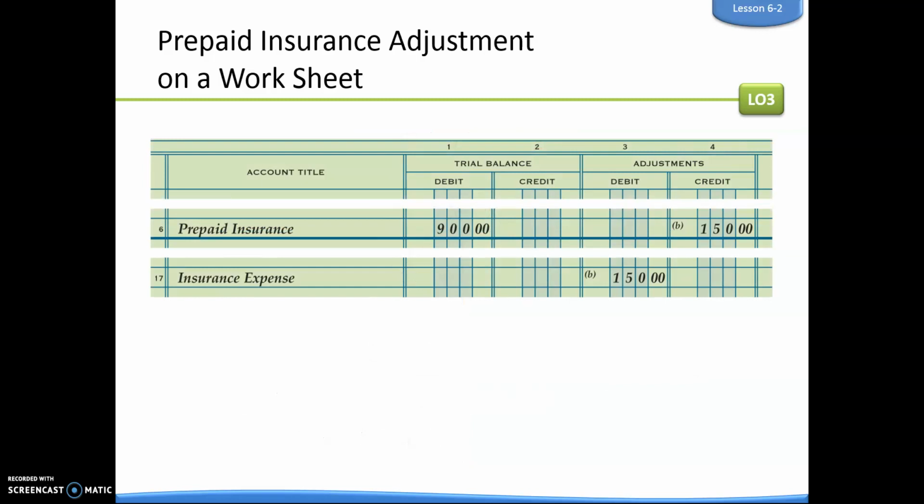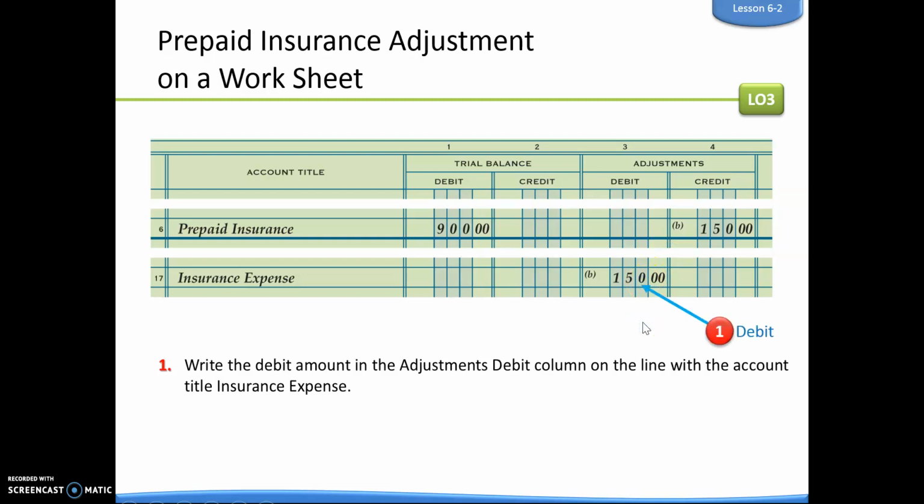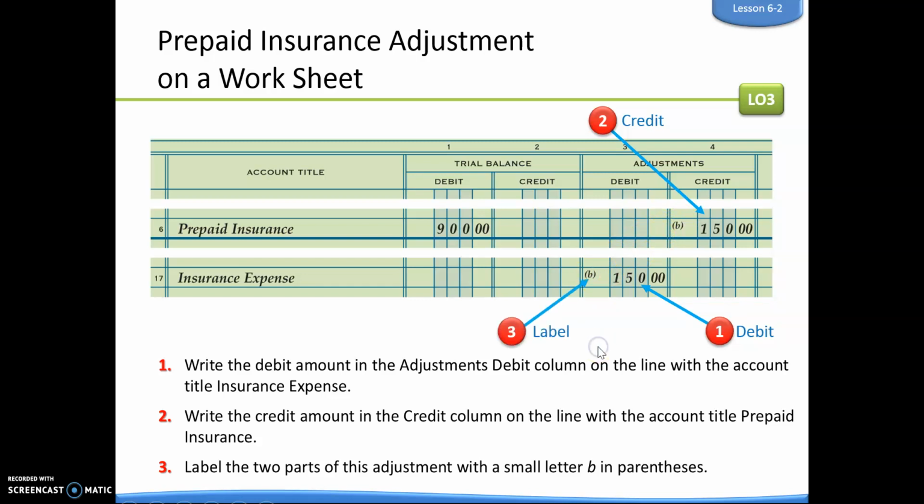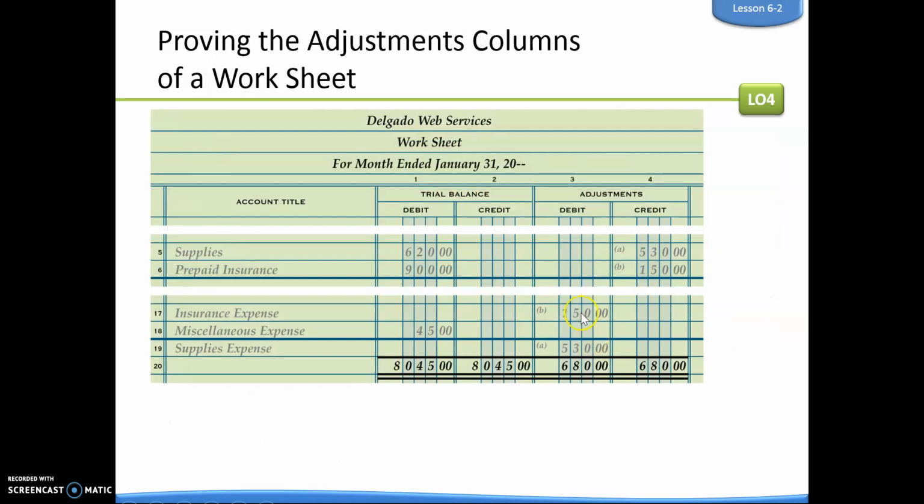Okay, and then it looks the same as it does on our worksheet. Notice how same thing happens. We debit our insurance expense, we credit our prepaid insurance, and then we make sure to put our little B's there to signify that these two go together as part of an adjustment. So they sort of show you what it will look like here.